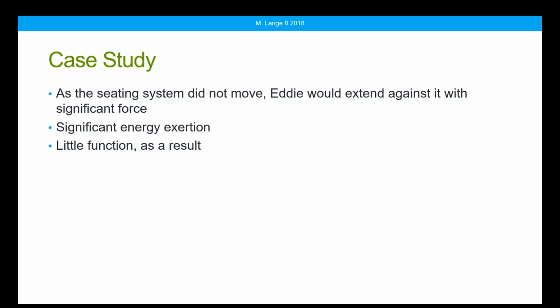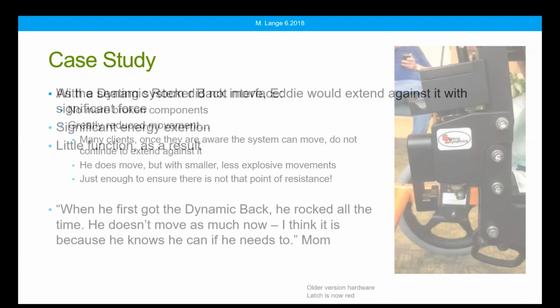So as the seating system didn't move in response to his movements, Eddie would extend against it with a lot of force. And he would do this throughout his day. That used up a tremendous amount of energy. And instead of using his body for functional activities, like using his communication device, he was fighting this battle with his seating system throughout the day.